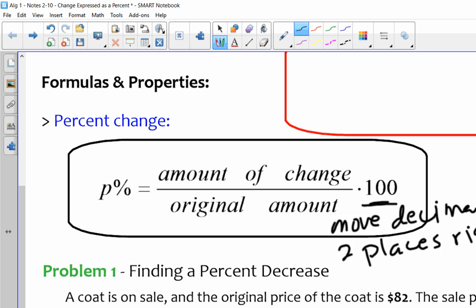And to get the amount of change, I'm going to take the greater amount, and we'll get to this in a little bit. We're going to take the greater amount. So when something changes, I have a different number compared to where I started.